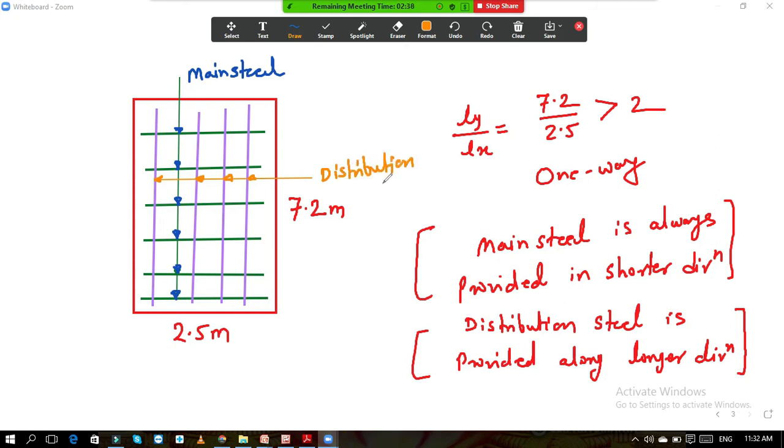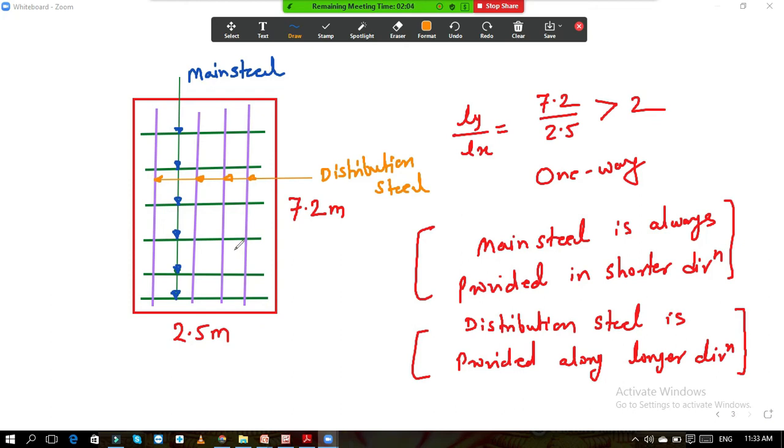Now if you observe this slab, your main steel is provided only along a single direction, that is only along the one direction. That is why this type of slab is called a one way slab. Now it is obvious that if you consider a two-way slab, then in the two-way slab on both sides main steel is provided. So it is called a two-way slab, in the shorter direction as well as in the longer direction. But in the one-way slab, only along the shorter direction main steel is provided and along the longer direction distribution steel is provided.